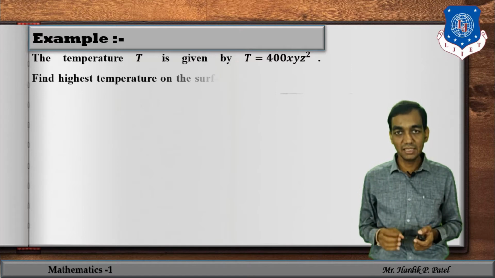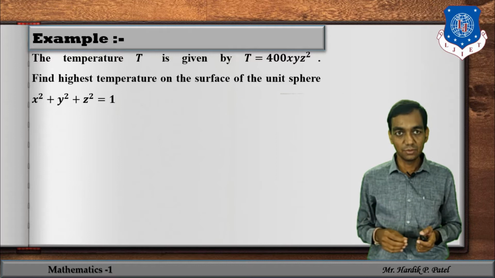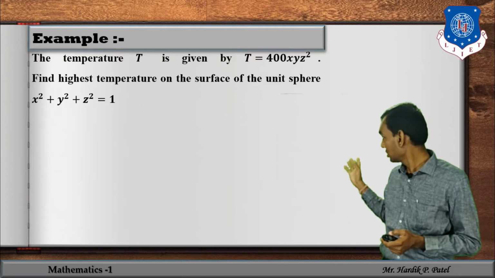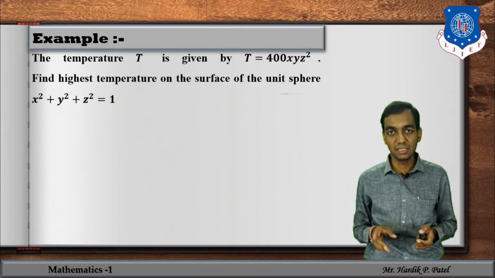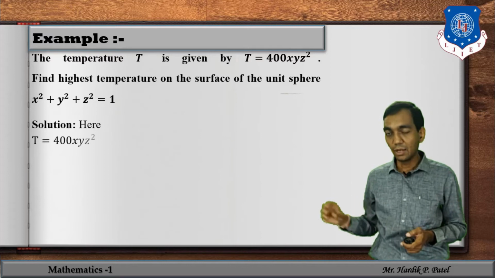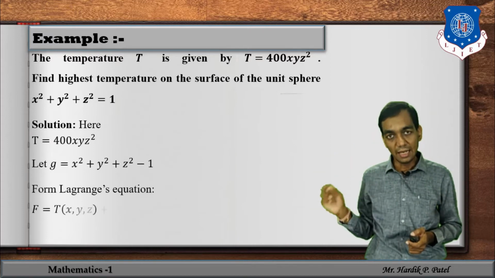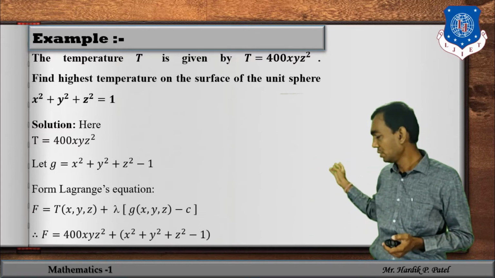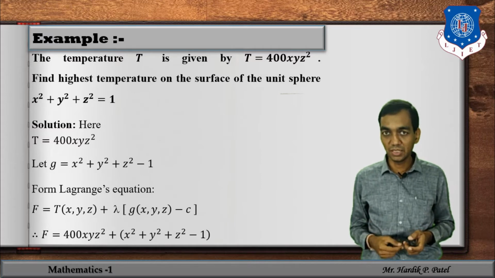The temperature T is given by T equal to 400 x y z square. Find the highest temperature on the surface of the unit sphere x square plus y square plus z square equal to 1. Now here you have T equal to 400 x y z square, and the sphere is your condition. So we write the sphere as g equal to x square plus y square plus z square minus 1.